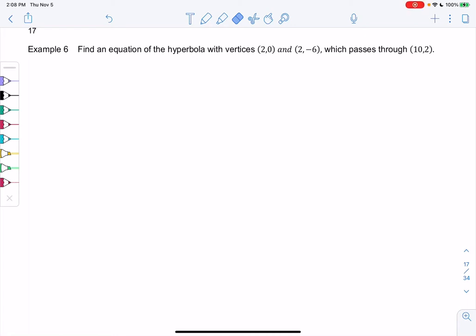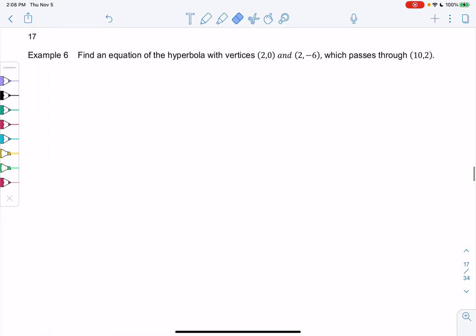Section 7.3, example 6. So we have one more example of a hyperbola. We want to find the equation of a hyperbola with vertices (2, 0) and (2, -6). And then we also know the hyperbola passes through (10, 2). So let's start with the vertices.